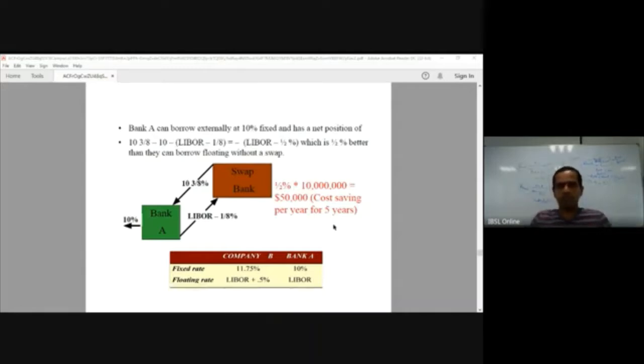So A can borrow externally at 10% fixed cost and has a net position of, if you do the workings like what we did earlier, 10.3 minus 10 minus LIBOR minus 1/8, right? So they end up paying LIBOR minus 0.5%. Now earlier they were paying 10%, remember, which is a fixed rate, and they have switched to a floating rate. So they have switched from paying fixed to paying floating. So this is 0.5% better than they can borrow using floating rate swap. Okay, that's a saving of about $50,000 a year.